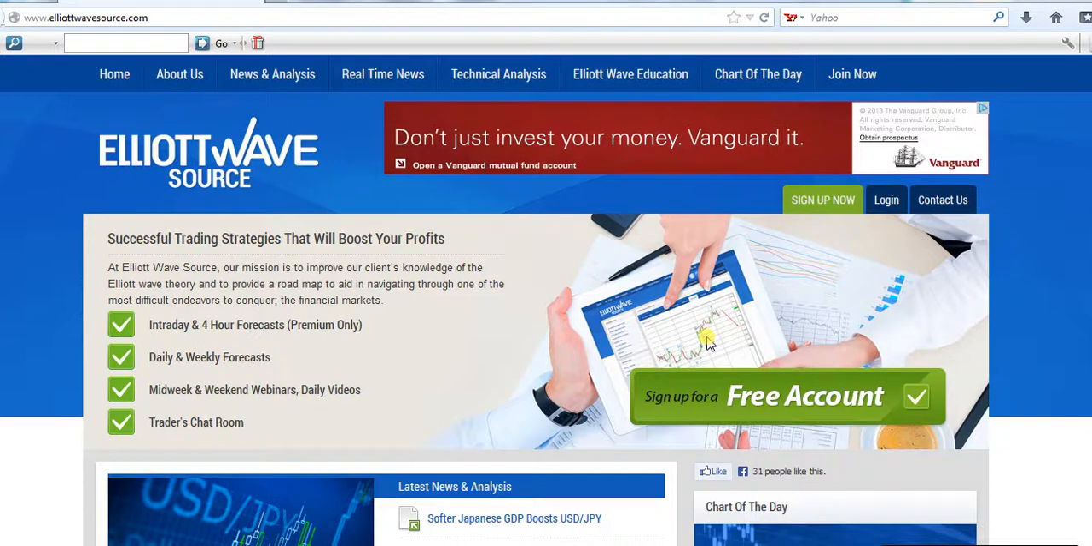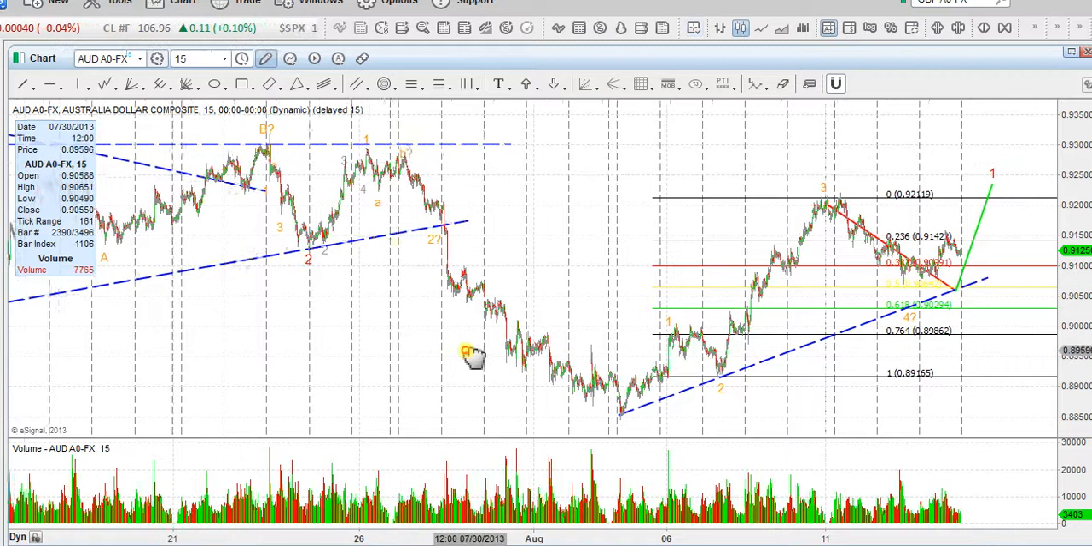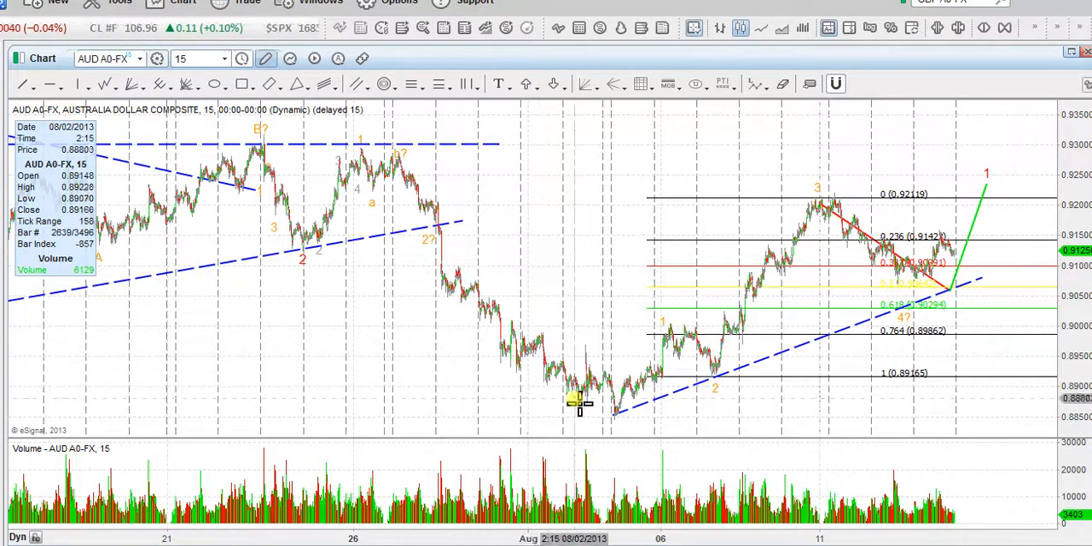Today is August 14th, 2013, and today I will cover a couple of key pairs going into the trading day. That's the dollar yen, euro pound, and just to take a brief look at the Aussie dollar. So start out with the Aussie dollar real quick.